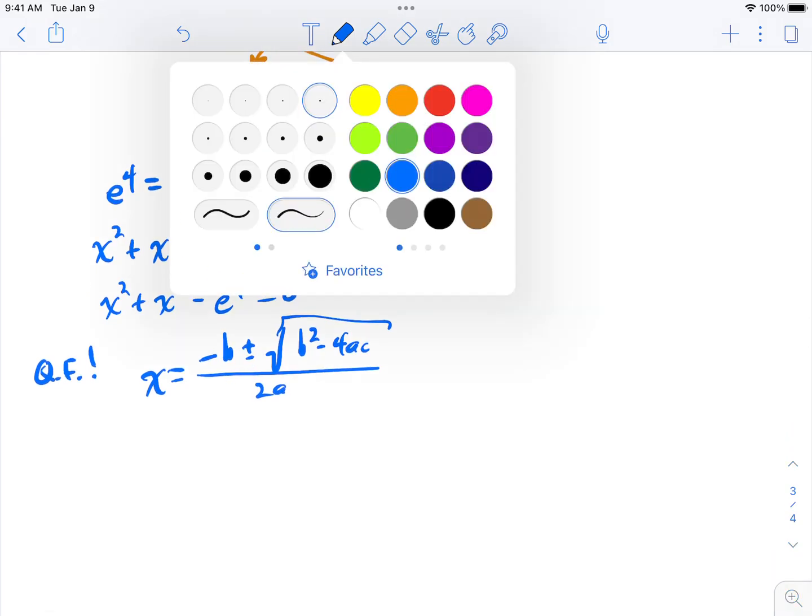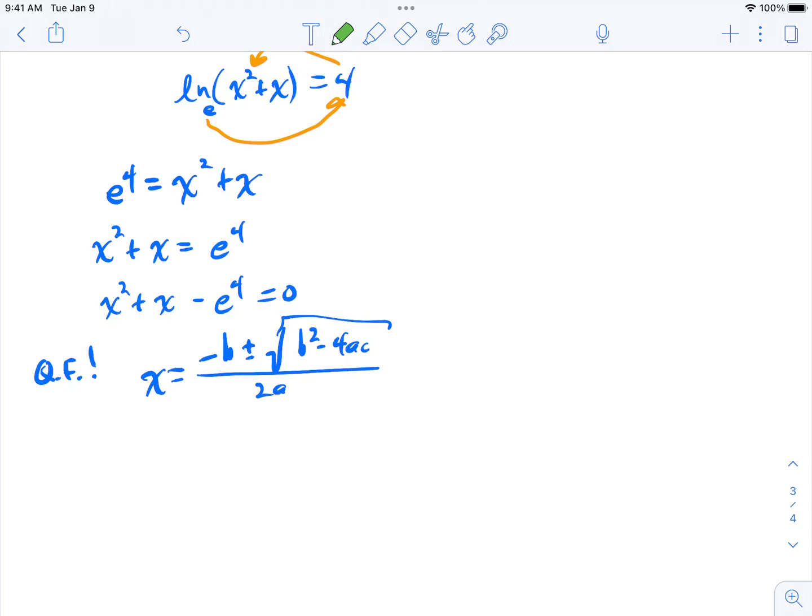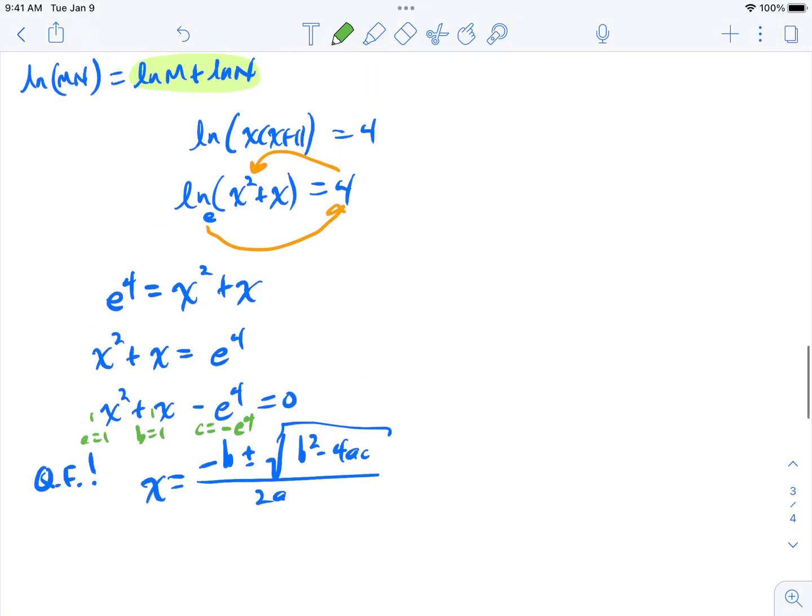That's what we're doing here. So I'm going to switch colors now. a is equal to 1, you just take that coefficient. b is equal to 1, you just take that coefficient. And c is equal to negative e to the 4th. It is what it is. So that means our solutions for x are, and maybe I'll just come over here now.